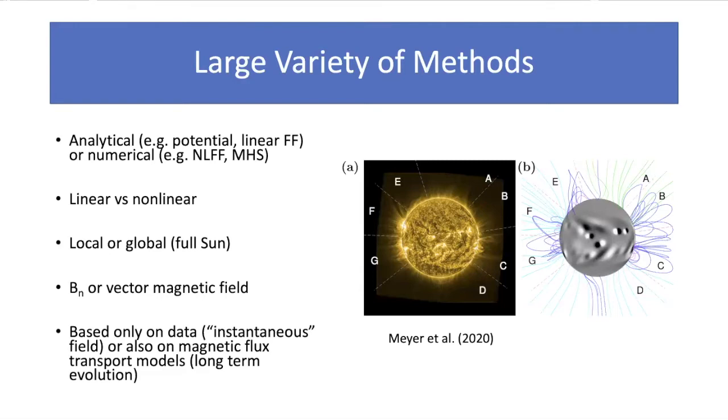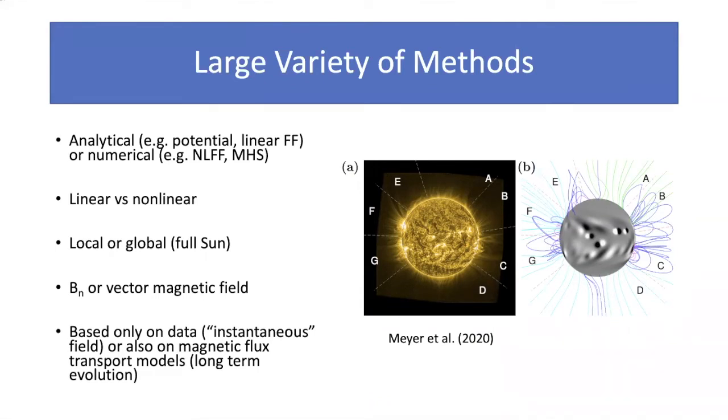And of course, as I already alluded to, there's the linear extrapolation method. That's basically potential, linear force-free, and partially also these MHS models, versus nonlinear. Then we have either local extrapolation, which was what I showed on the previous slide, where you cut out a part of the solar surface, or part of the surface plus corona, and model that part on its own. Or you can do global models where you model the full Sun.